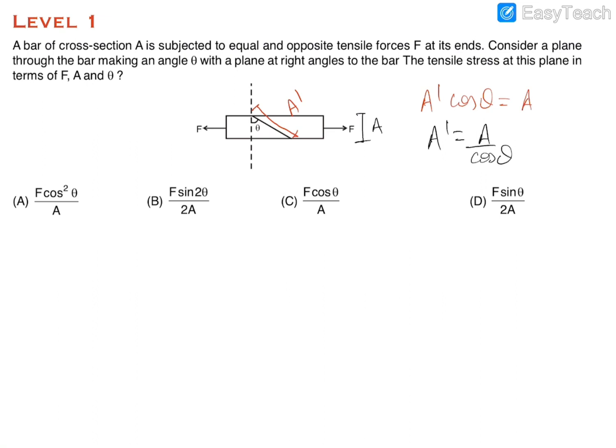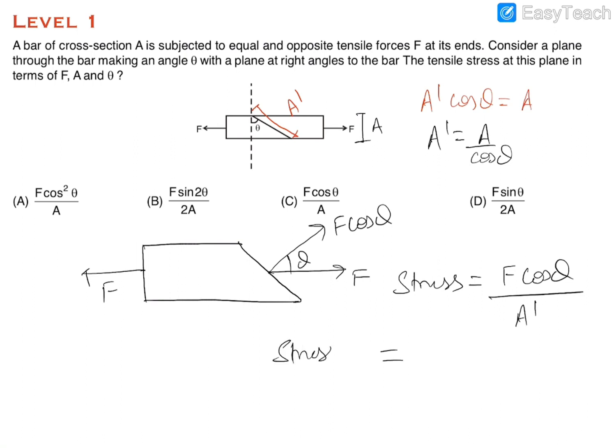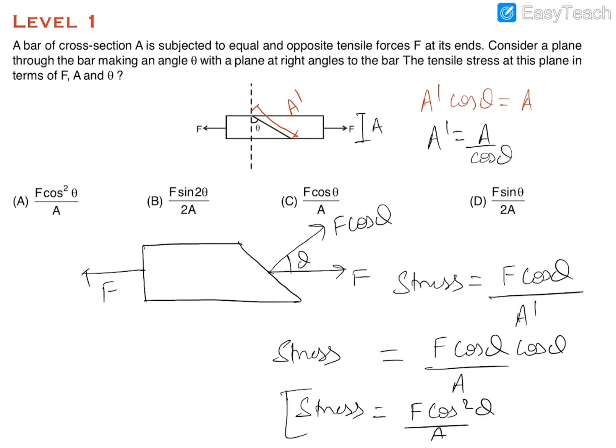Now we know that at this cross section also, if I draw the diagram like that, the force F and F is keeping this small bar at rest, and therefore the component of this force along this direction will be F cos theta, because this angle is also theta. So stress would be the perpendicular force F cos theta per unit area. The area will be A dash. So this stress is equal to F cos theta upon A dash, where A dash is A by cos theta. So this stress is equal to F cos square theta by A. We can also say that this is a longitudinal stress or tensile stress.